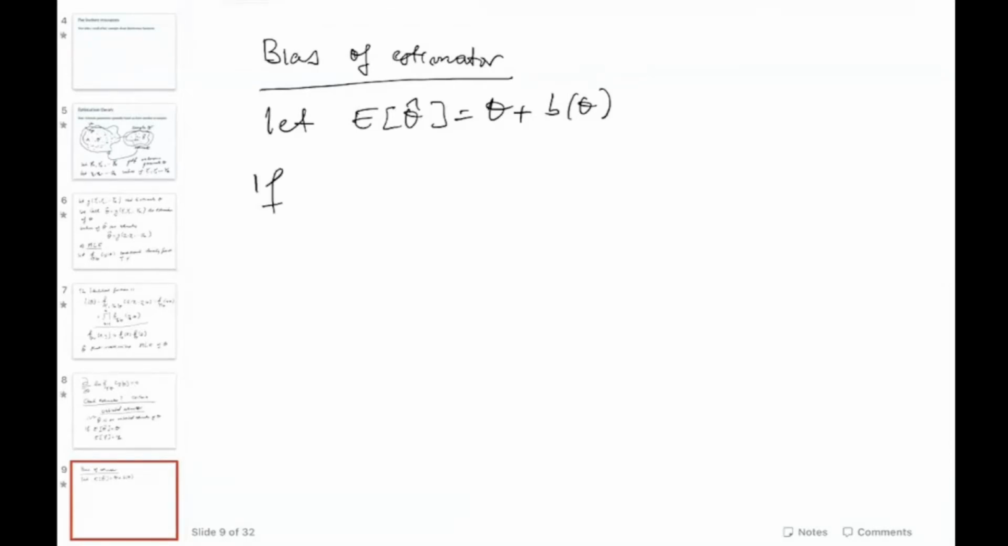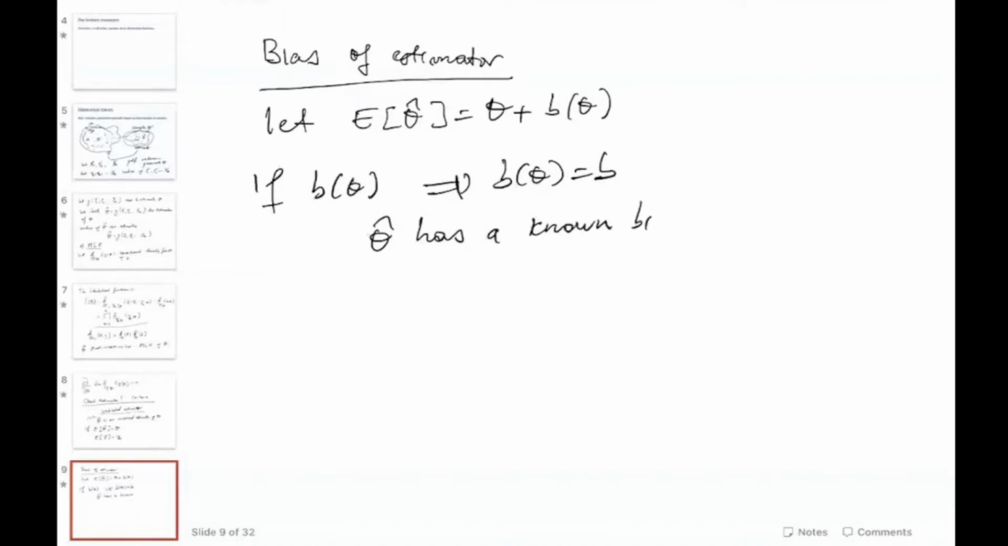So if P of theta does not depend on theta, we could say P theta is a B, which is just a constant, that we say that theta hat has a known bias. That means if you take theta hat minus B, you can make it an unbiased estimate.